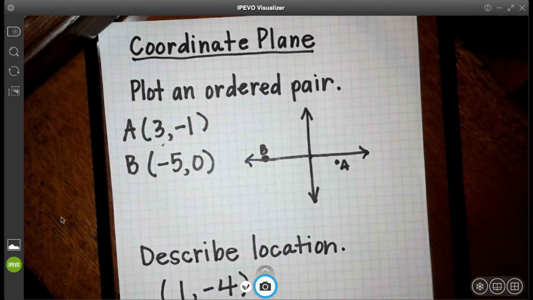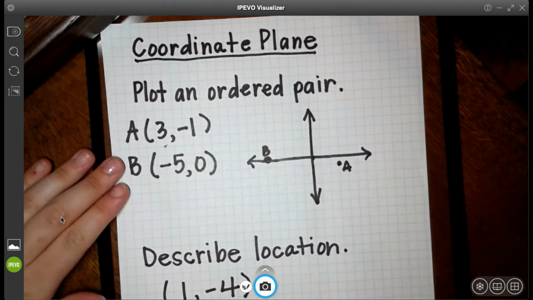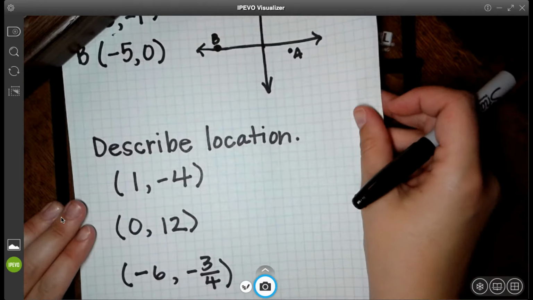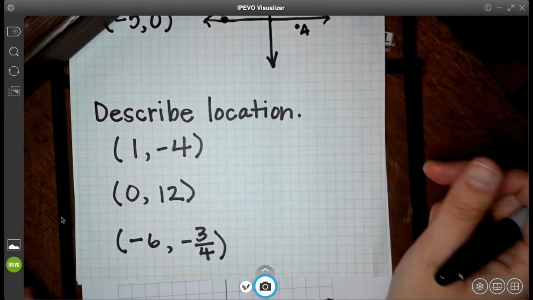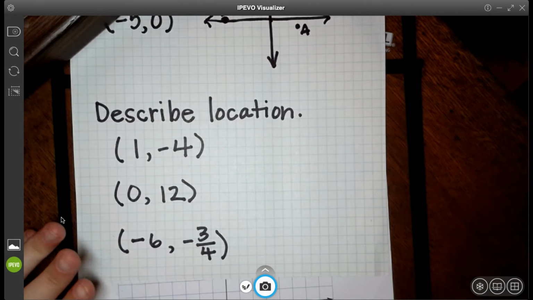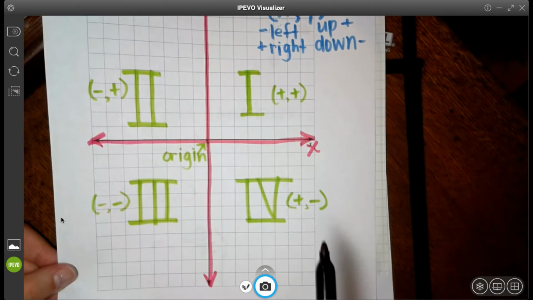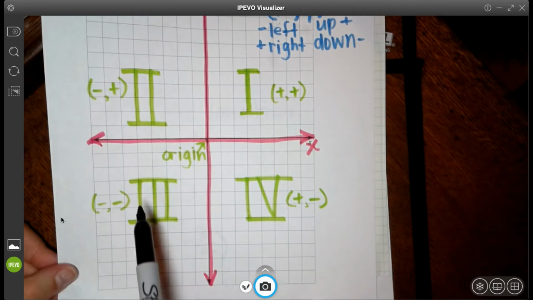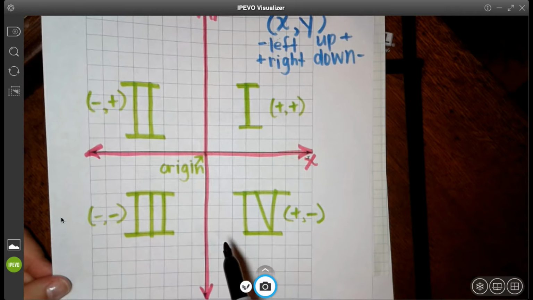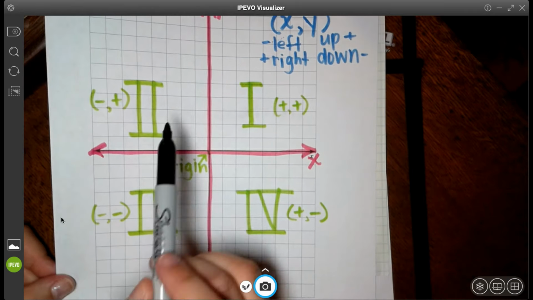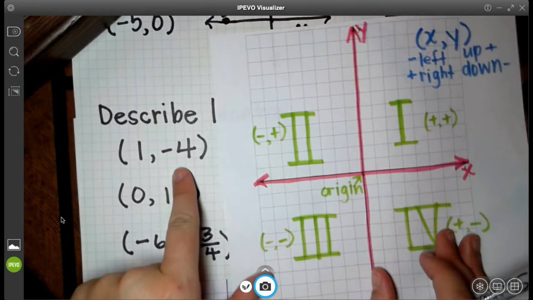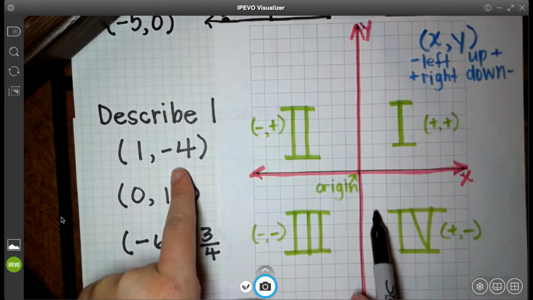Okay, you might also be asked to describe the location of a point. Now, this can be done without even using a coordinate plane. Okay, because of what I just showed you, what I know about each quadrant, positive, positive, negative, positive, negative, negative, positive, negative, I can just look at any ordered pair and know exactly where it lies on the coordinate plane. So, for example, 1, -4 means right 1, down 4.